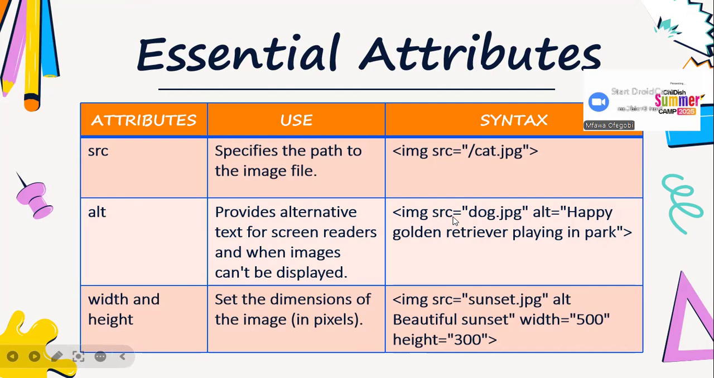For example, if you look at the syntax, you see the image tag, the source attribute, dog.jpg, and in the alt attribute, you have "happy golden retriever playing in park." Since a screen reader can't tell you what is seen in the image itself, it will tell you what the developer has added to the alt attribute. So when it reaches the image, it reads out "happy golden retriever playing in park."